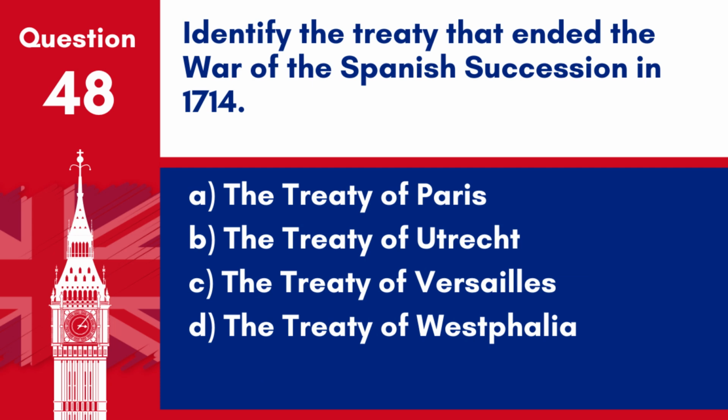Question 48. Identify the treaty that ended the War of the Spanish Succession in 1714. A. The Treaty of Paris. B. The Treaty of Utrecht. C. The Treaty of Versailles. D. The Treaty of Westphalia. Answer: B. The Treaty of Utrecht. The Treaty of Utrecht in 1713, effectively ending the war in 1714, concluded the War of the Spanish Succession, reshaping European power dynamics.